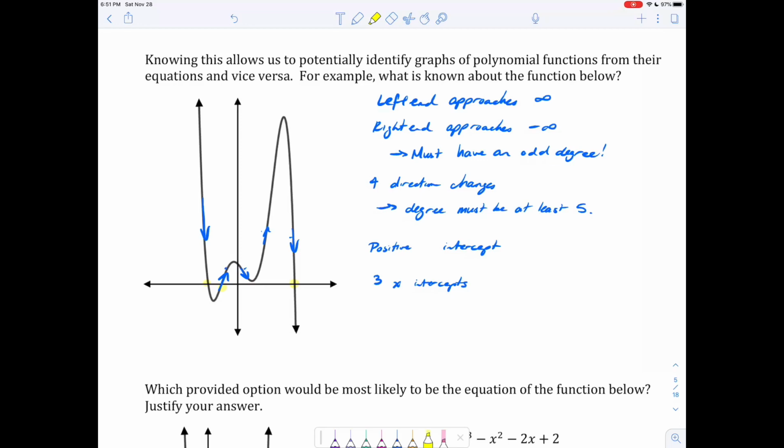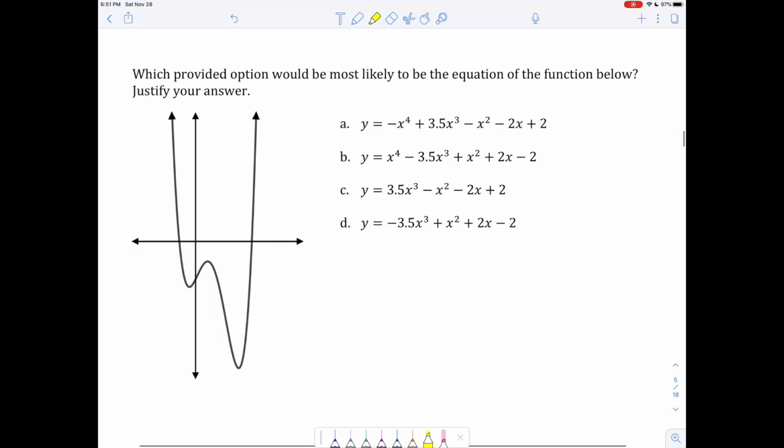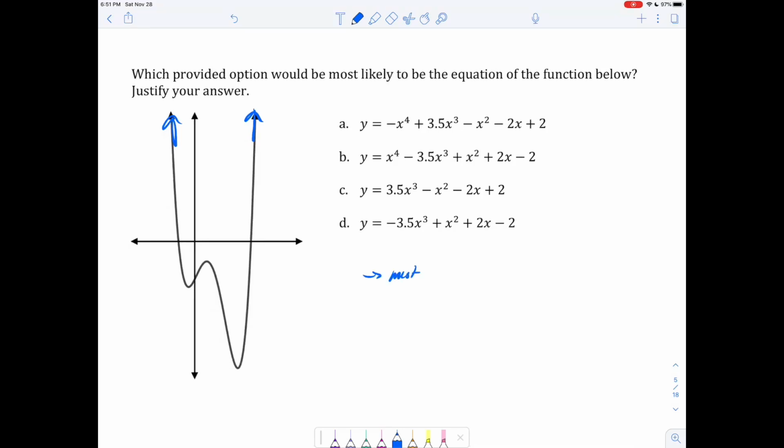And knowing that kind of information allows us to answer a question like this. So what's most likely to be the equation of this function over here? Which one would it be? We can do a whole bunch of analysis to this to figure this out. I encourage you to give this a try real quick before I dive into it and see what you get. Because here I go. I think that because these are going to the same end, it must have an even degree. Which means it can't be this and it can't be that.